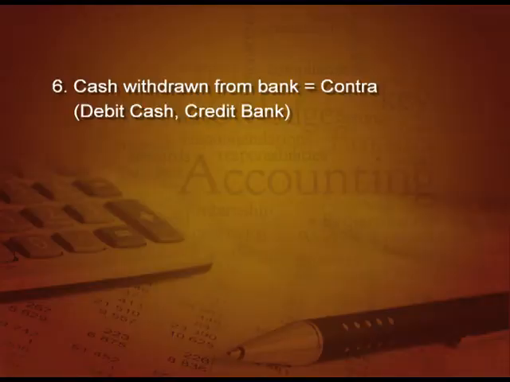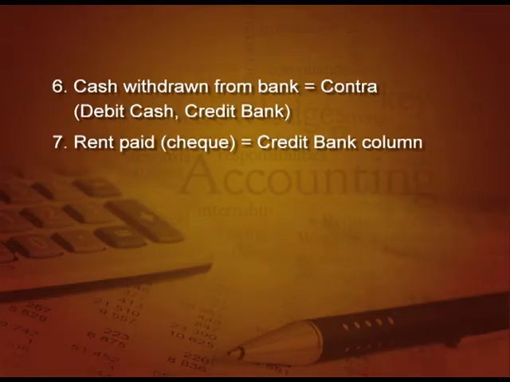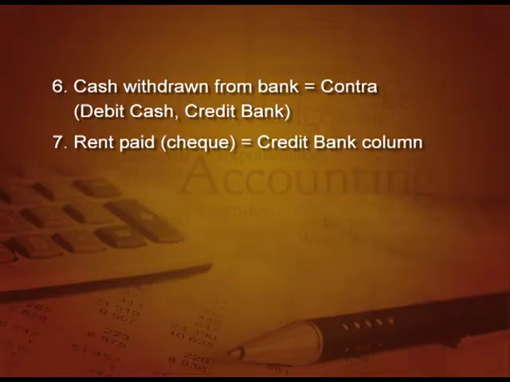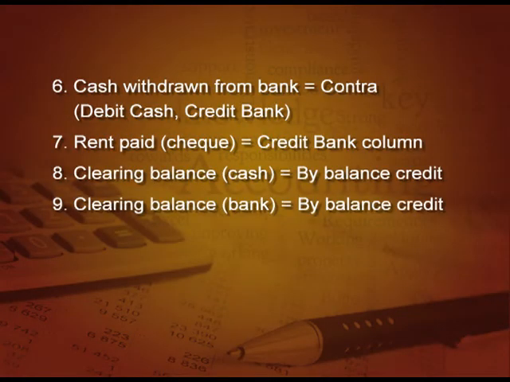And when we pay rent by check, it will be on the credit side of the bank column of cash book, because we are paying by check. The closing balance of cash and bank will be shown as balance carried down on the credit side, because if debit side is more, the balance will always come on the credit side, although it is a debit balance, because debit is more, so balance is debit.